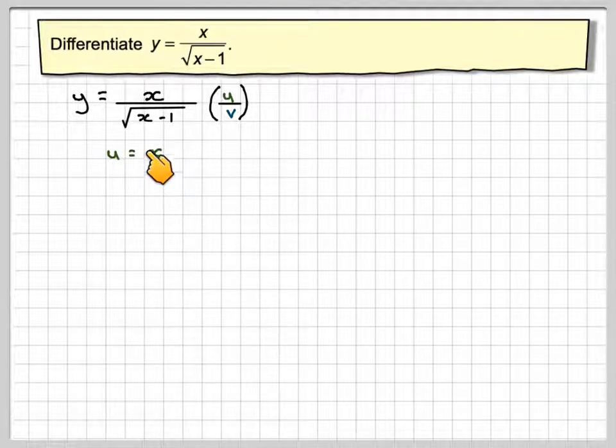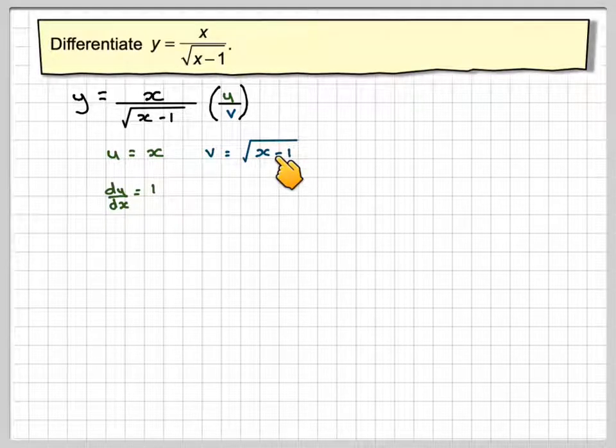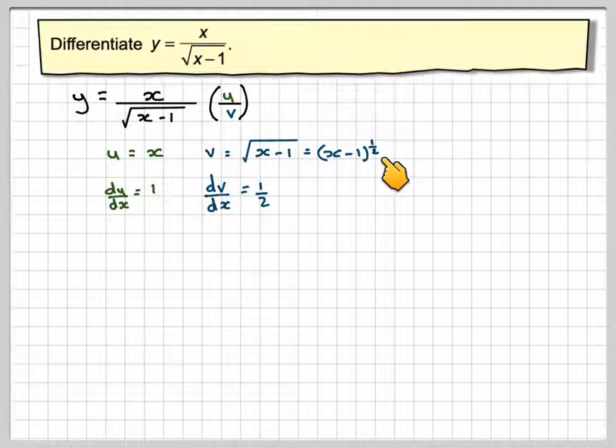So if we let u be equal to x and we differentiate that, we're going to get du by dx is equal to 1. And then v will have to be equal to the square root of x minus 1, which is x minus 1 all to the power of a half. Now if we differentiate that using the chain rule, dv by dx will be a half. Write down the bracket, which is x minus 1, reduce the power by 1, so it's minus 1 half, and then differentiate the bracket, we get 1.